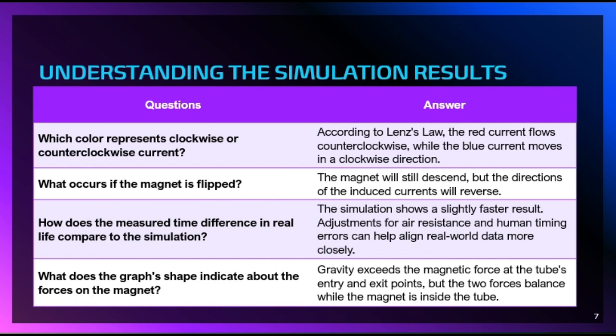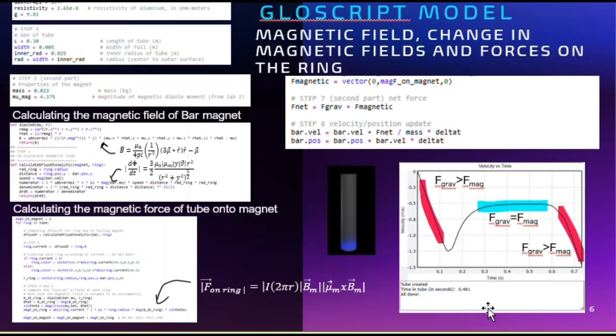Air resistance or friction. And the graph in the simulation also revealed that gravity dominates at the beginning. At the end of the magnet's fall, it's balanced by the magnetic force while the magnet is inside the tube. And you can see that over here.